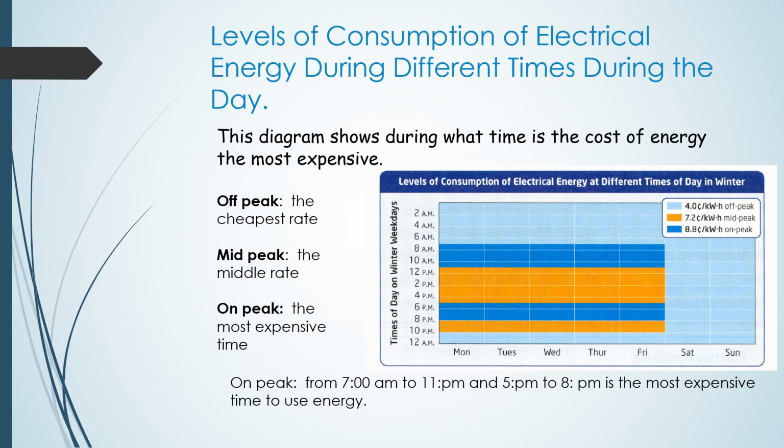And just to compare, the energy rate for light blue, which is off-peak, is 4.0 cents per kilowatt hour, and on-peak is 8.8 cents per kilowatt hour, a difference of 4.8 cents. So if you try to do all of your work requiring more appliances at off-peak times, Saturday and Sunday, you could save a lot of money.